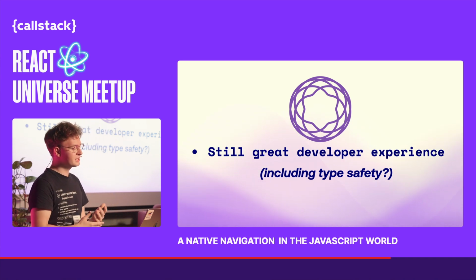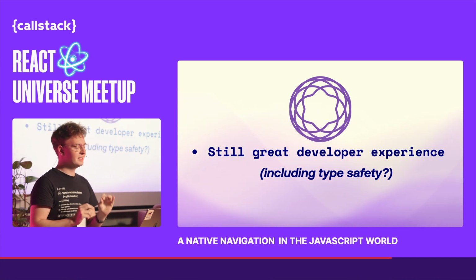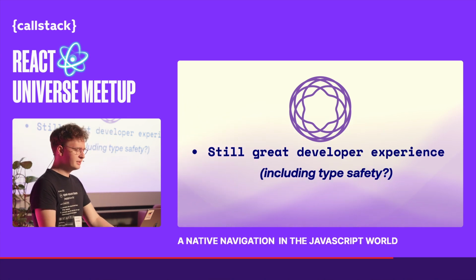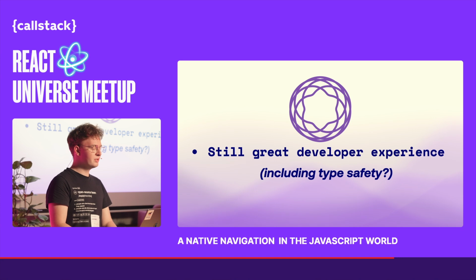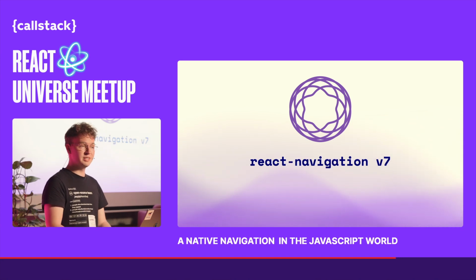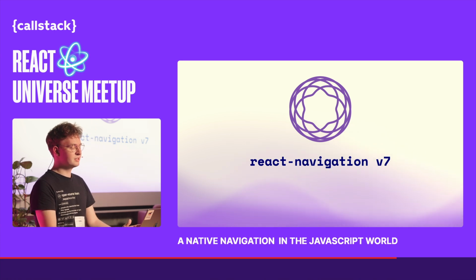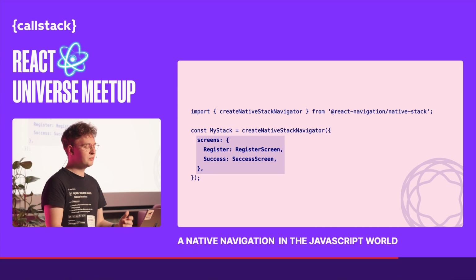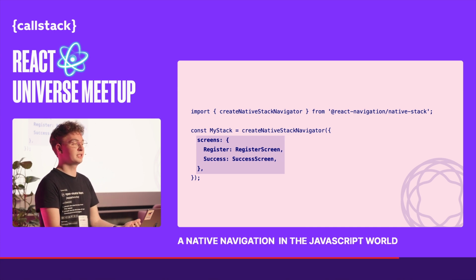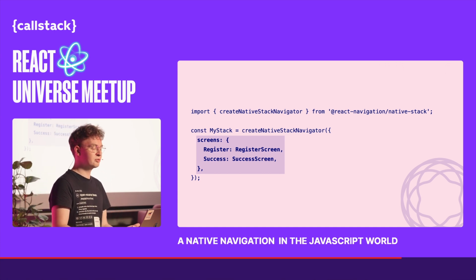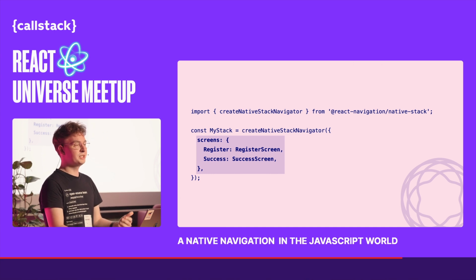But in the previous slides, I had that one point. Still great developer experience, including type safety. And it turns out that the developer experience will become even better since there's React Navigation v7 announced. What's interesting about it is that it will bring static configuration API, which will allow you to create navigators as an object inside the createX navigator functions. This will bring, say, simpler type checking with TypeScript, along with easier deep linking setup.